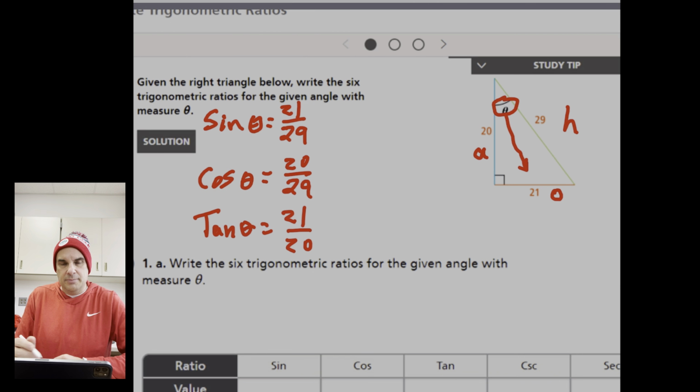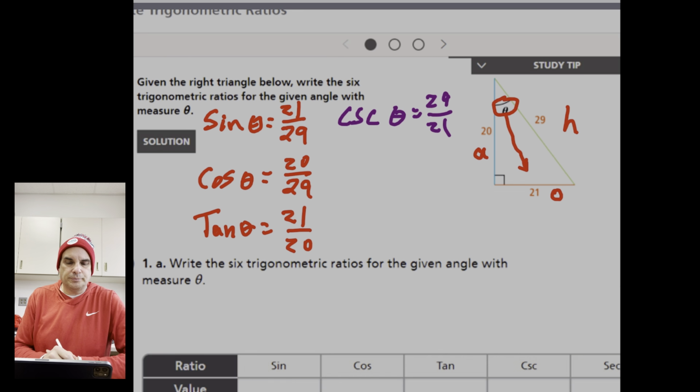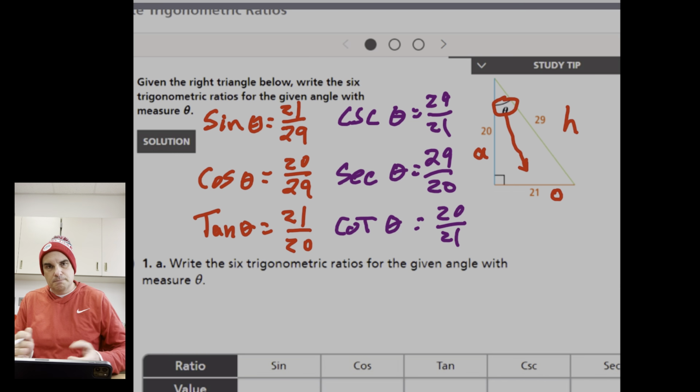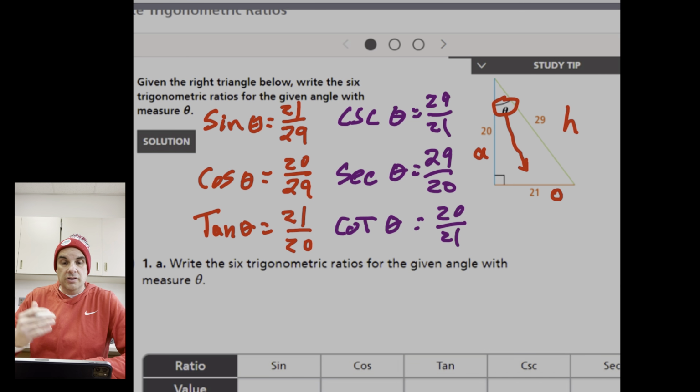Now we're going to go to our abnormal ones, and this is the way I like to do it. The cosecant goes along with the sine, and I'm just going to do the reciprocal, so 29 over 21. The secant goes with the cosine. It's just the reciprocal, 29 over 20. And the cotangent goes along with the tangent. It's just the reciprocal, 20 over 21. Okay. And there are the 6 trigonometric ratios of that given angle.